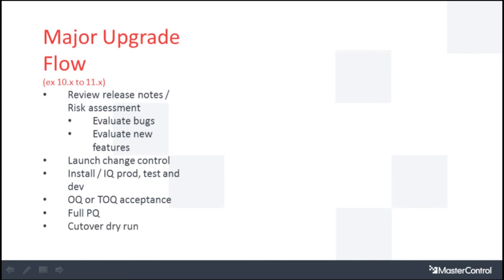And then we do a cutover dry run. That means we bring your data from your test into your production, and we go through the paces to make sure it upgrades successfully. You get to view it in there. And then finally, a final cutover, which is right before you go live, and then go live. So that's your major upgrade flow, and that's what you should expect.